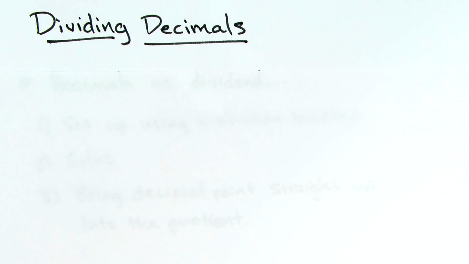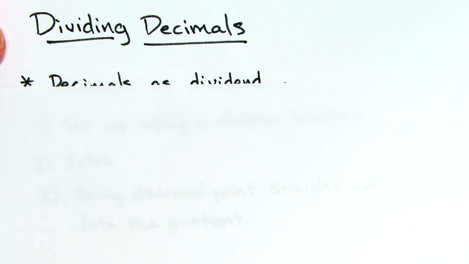In this video, we're going to look at the process of dividing decimals. We're going to look at two different situations. One where the decimal is in the dividend, and a second situation where the decimal is in the dividend and the divisor. Let's start out first with just the decimals as the dividend.